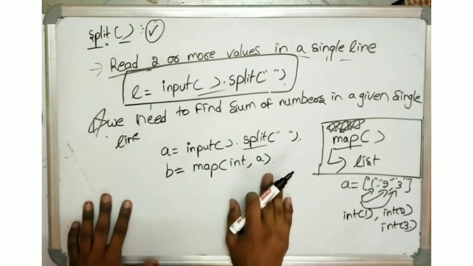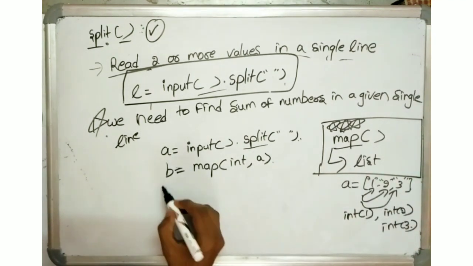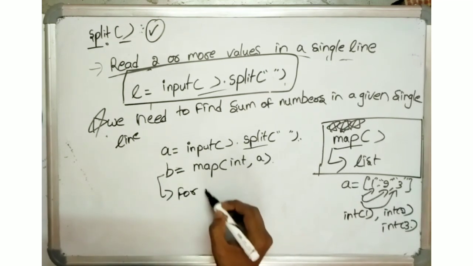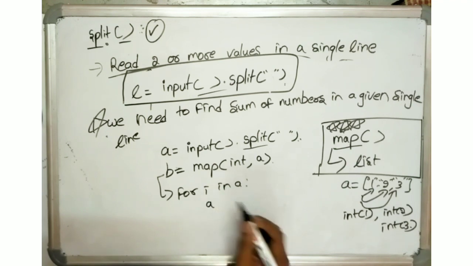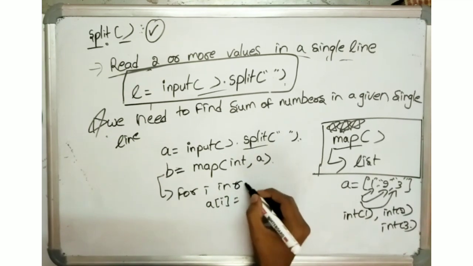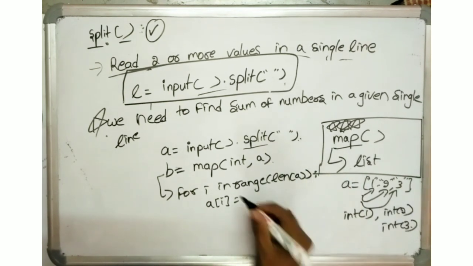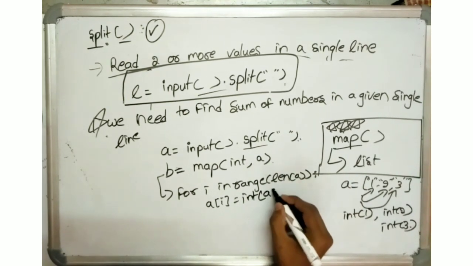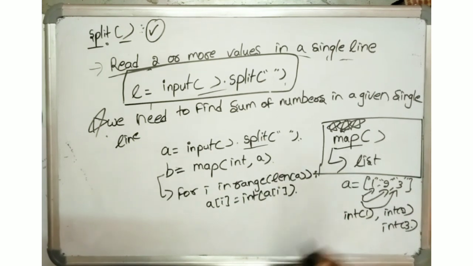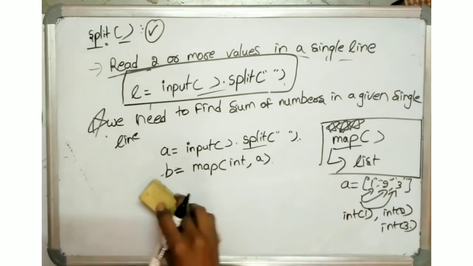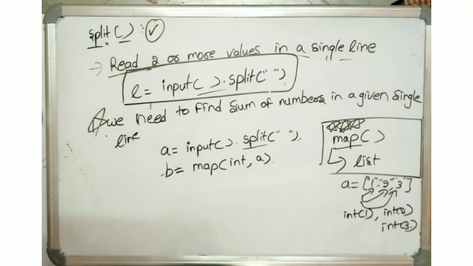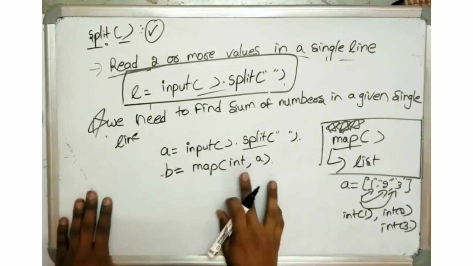If we are not using the map function, we can use a for loop also, like for i in range of len of A, A of i equal to int of A of i. This is the basic one. This map is some advanced one. Just use the map function which returns a list which is mapped to the int variable.